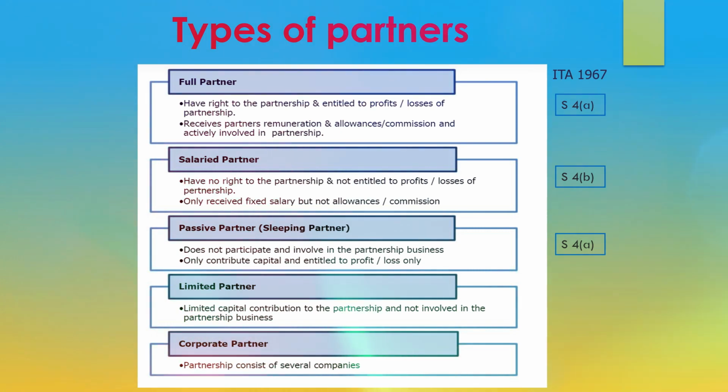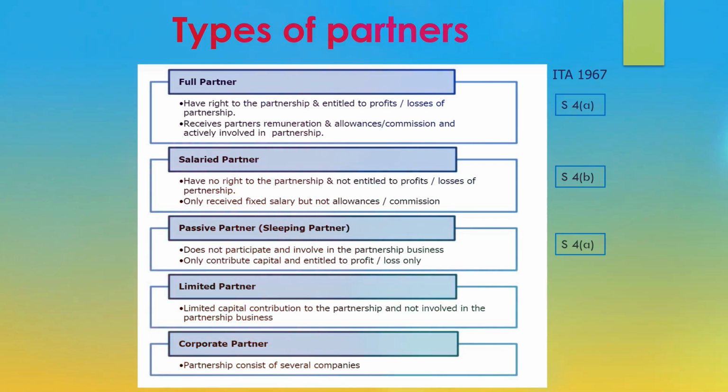So how about passive partner? Okay, some books call it sleeping partner. This person does not participate or get involved in the partnership business. This person only contributes capital and is entitled to profit and bears the loss only. So this person's income would be under section 4A, business income.